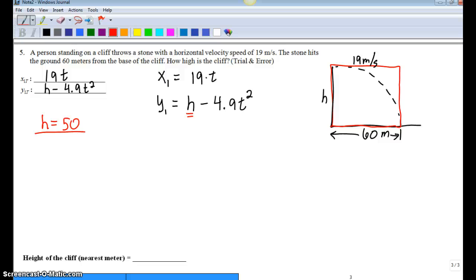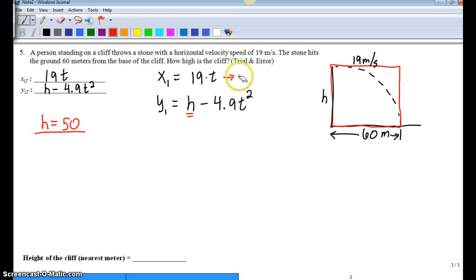As promised, this video is going to show the same problem, number 5, but instead of using the graphing calculator, we will just use algebra and get the exact height. So instead of having to estimate a height of 50, we're going to see how close that was. In order to do that, what we have to do is solve our first equation for t.